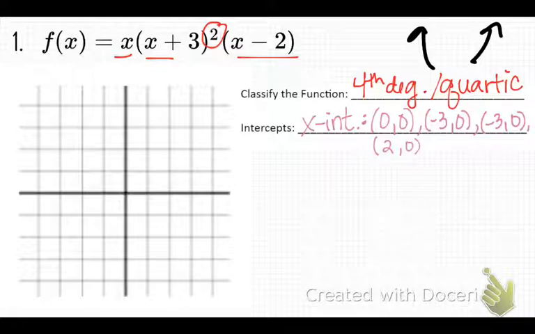Okay, so negative 3, 0 has multiplicity too. So I'm going to highlight it, and it'll make it a little bit easier when we graph it, okay? Now, for my y-intercept, what is that one? 0, 0. So if I write 0, 0, does that mean I have multiplicity too, or does that mean they're the same point? In this case, they are the same point.